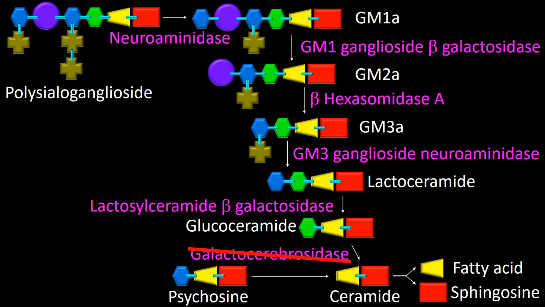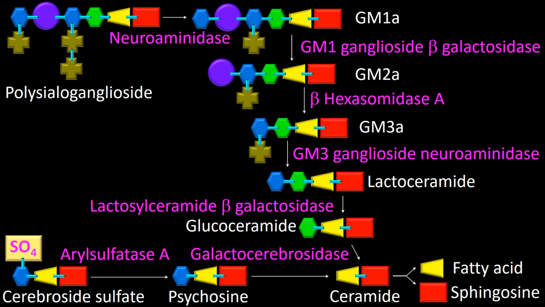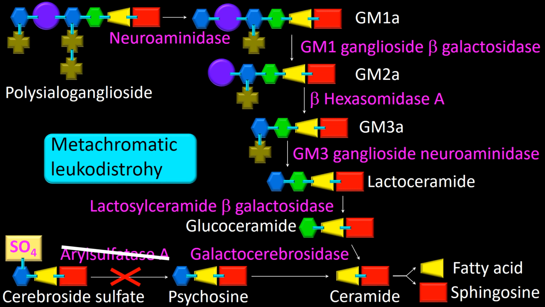Recall that a defective galactocerebrosidase blocks the conversion of psychosine to ceramide. Then psychosine increases and produces Krabbe disease. Psychosine itself is produced by the action of sulfate upon sulfatide. The sulfatase involved in this process is called aryl sulfatase A, which acting upon cerebroside sulfate, as we have previously mentioned, produces psychosine. A deficiency of this enzyme produces a block leading to an increase in cerebroside sulfate and to a condition called metachromatic leukodystrophy.